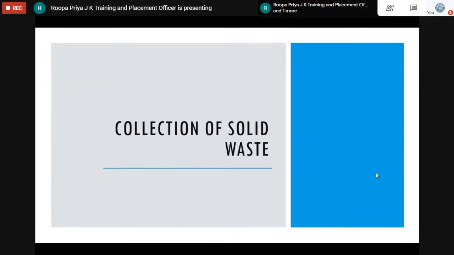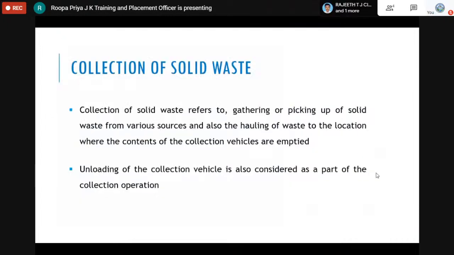Collection of solid waste. How are we collecting the solid waste generated at source? The collection of solid waste refers to gathering or picking up of the solid waste from various sources, and also the hauling of the waste to the location where the contents of the collection vehicles are emptied. Unloading of the collection vehicle is also considered as a part of the collection operation.